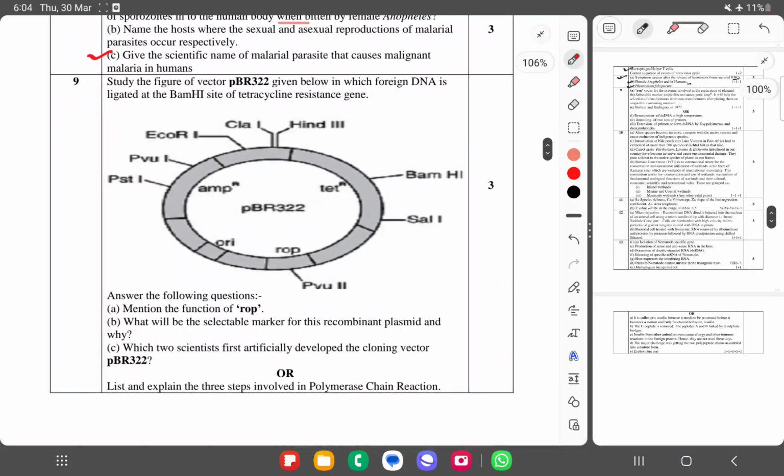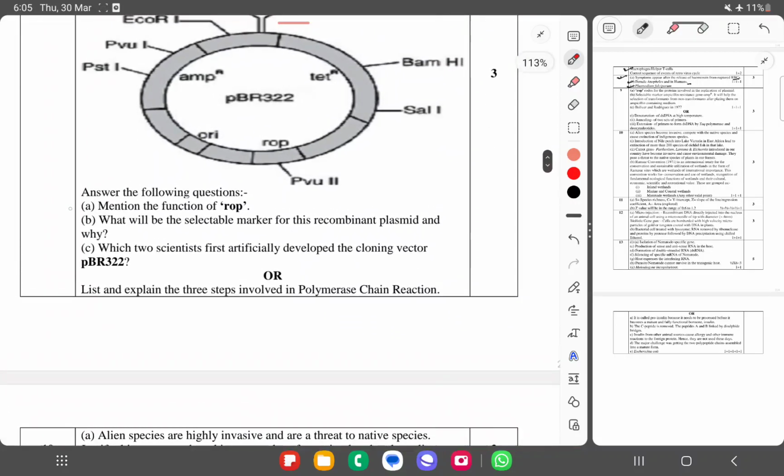Next one, question number 9. Suppose in the figure of the vector pBR322 given below, foreign DNA is ligated at the BamHI site for the tetracycline resistance gene. Mention the function of rop. What will be the selectable marker for this recombinant plasmid and why? Which two scientists first artificially developed the cloning vector pBR322?